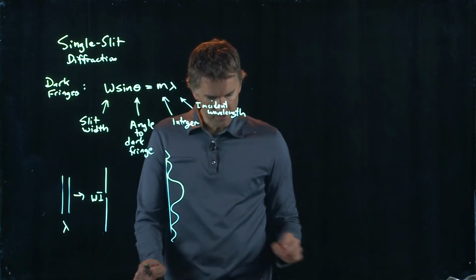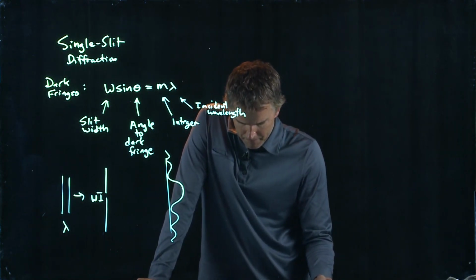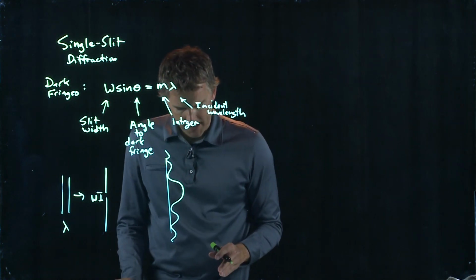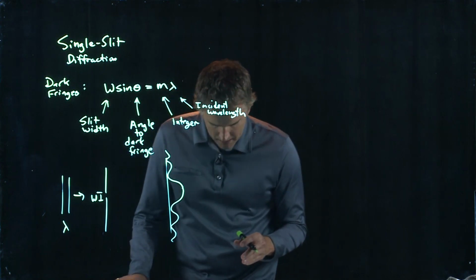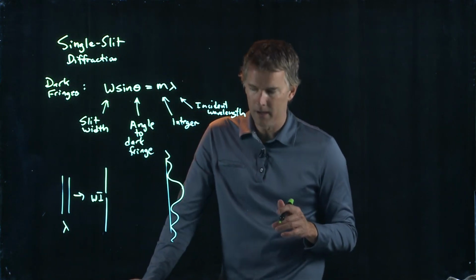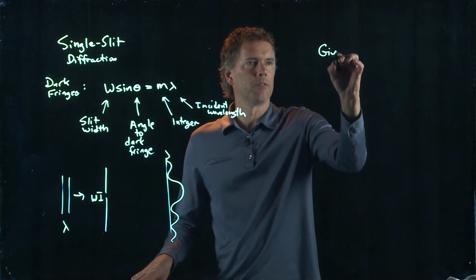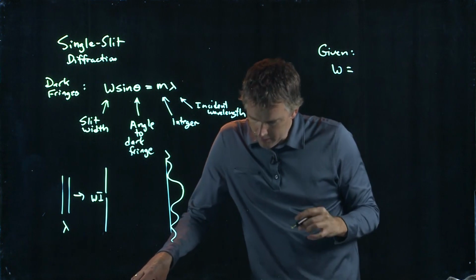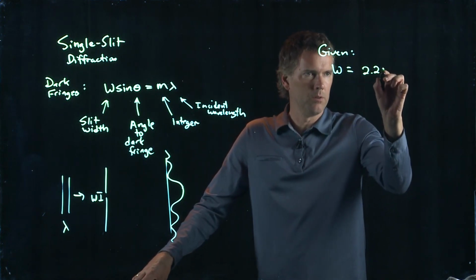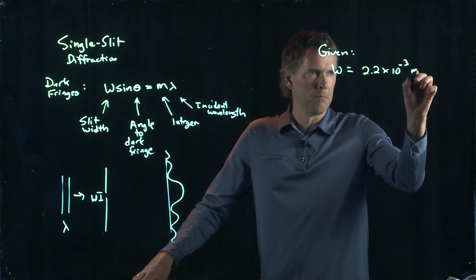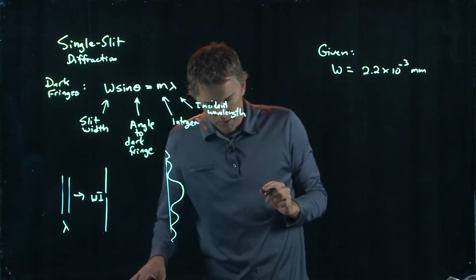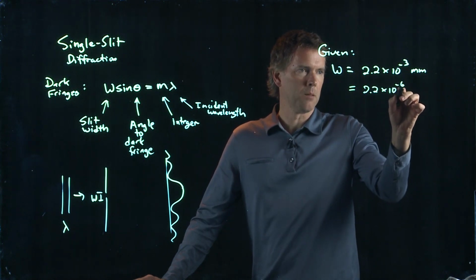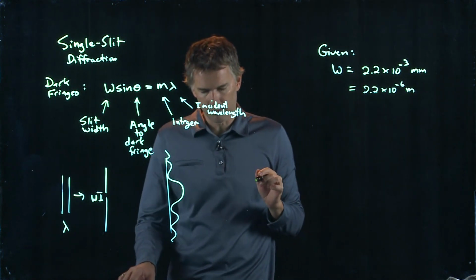So in this problem, it says the following. It says monochromatic light falls on a slit that is 2.2 times 10 to the minus 3 millimeters wide. Okay, so what they give us is W, and they say, for my numbers, it's 2.2 times 10 to the minus 3 millimeters wide, which in meters would be 2.2 times 10 to the minus 6 meters.